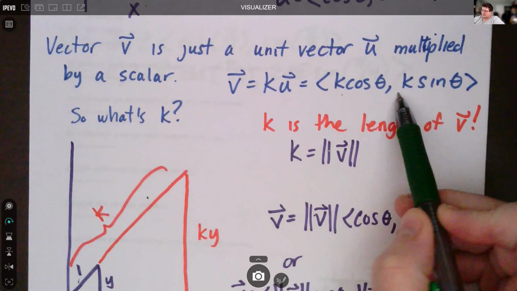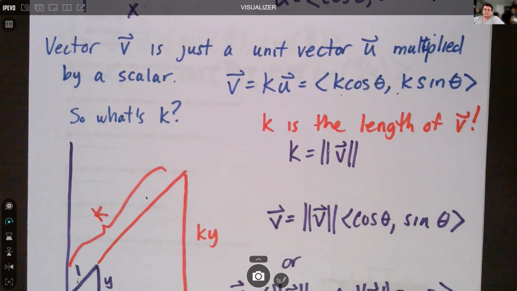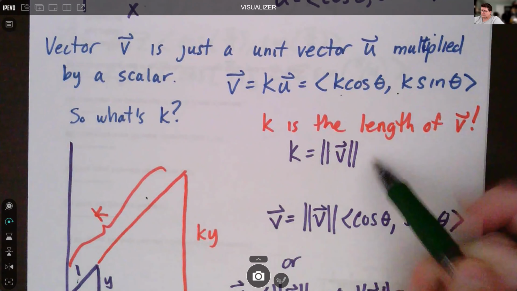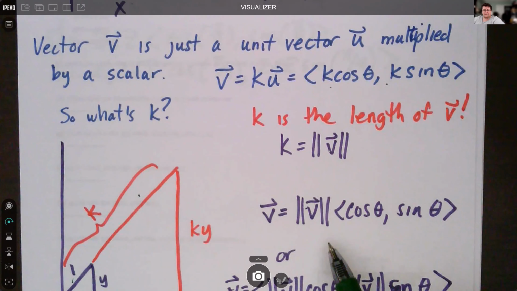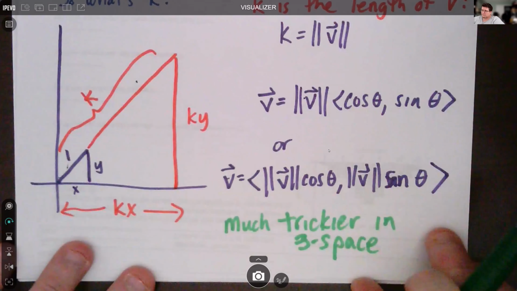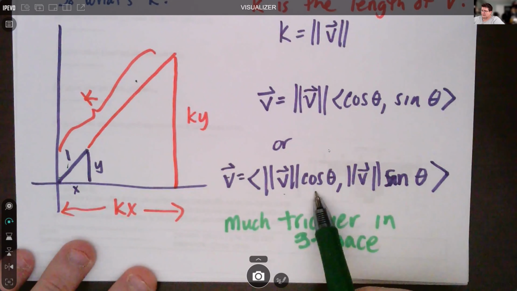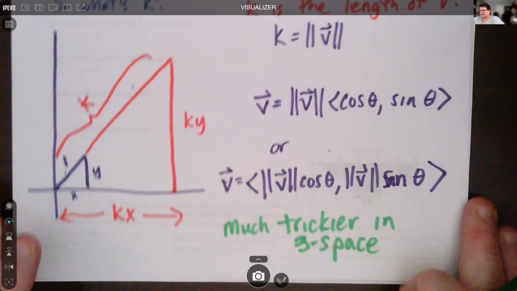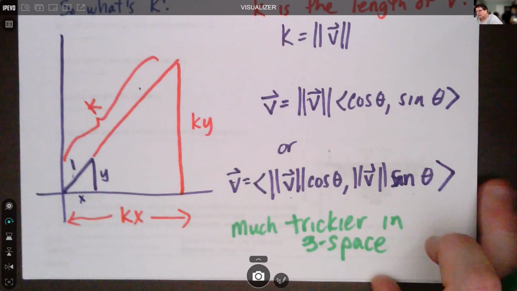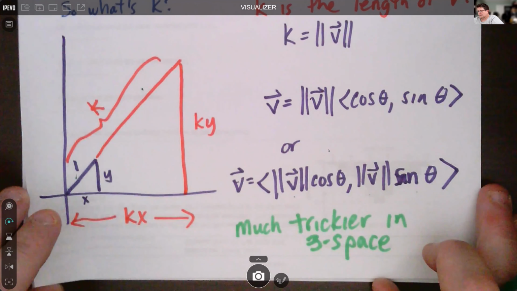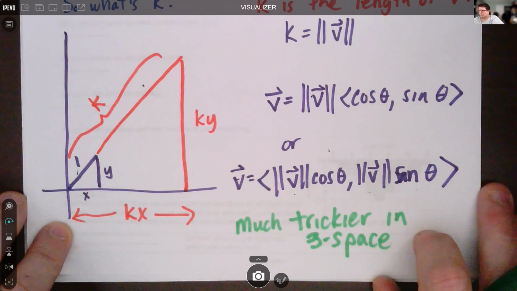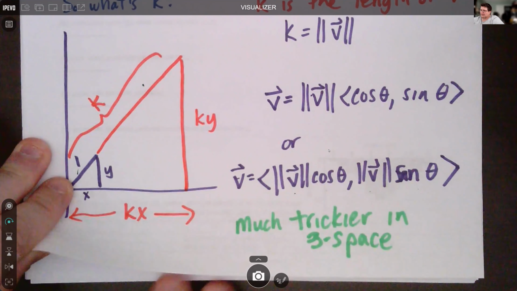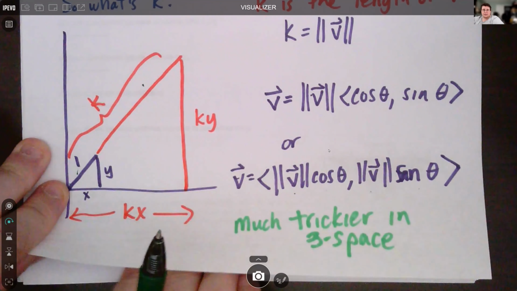K goes in there, k goes there, and we've got v is k cosine theta, k sine theta, where k is the magnitude of the vector. So we could rewrite it like this, putting the vector magnitude out front, or we can write it inside: the norm of v times cosine theta and the norm of v times sine theta for x and y. This does not translate to 3 dimensions well. So I would stick with doing the trig form like this. We will do some forms that have some trigonometry in there.